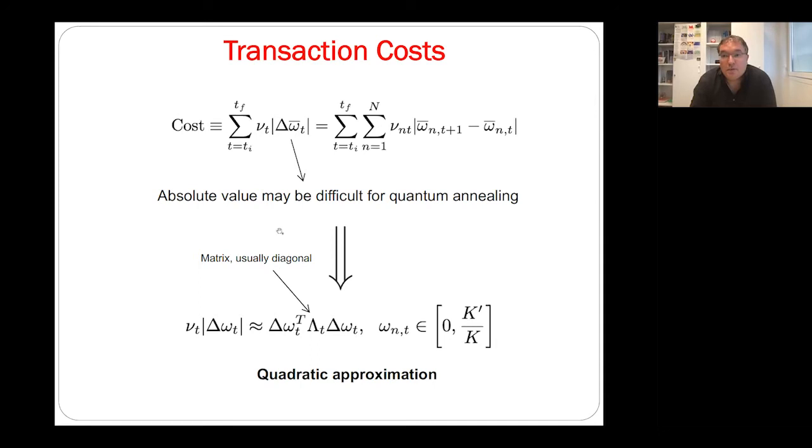So we just did a quadratic approximation of this absolute value, where we have a matrix here, lambda. The approximation is in the range of the domain of our variables, which is the weights of each asset. This matrix here, we call the matrix of transaction cost, and it's usually diagonal.